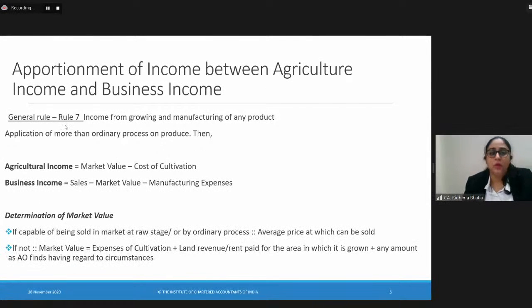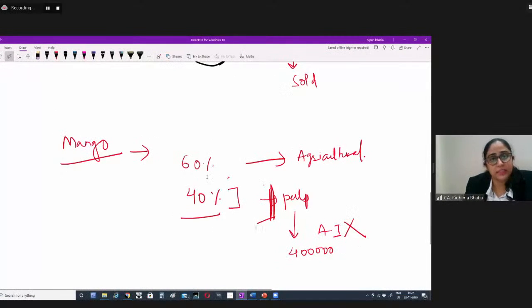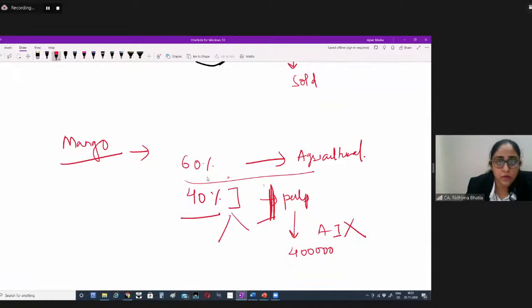So how will I determine? Everything would be given. Now try to understand with Rule 7. Income from growing or manufacturing of any product, with application of more than ordinary process on the produce, then there would be two incomes. The 60% is my agricultural income, but out of this 40% also I will have two incomes, agricultural income and business income. Agricultural income will be till the stage it was mango. You will take the market value, and the market value of that mango would be your agricultural income.